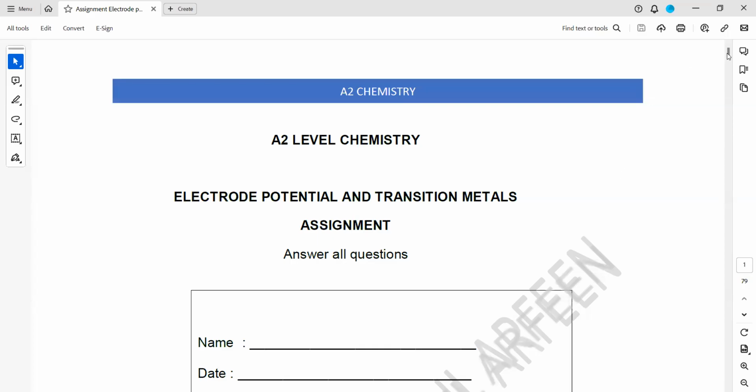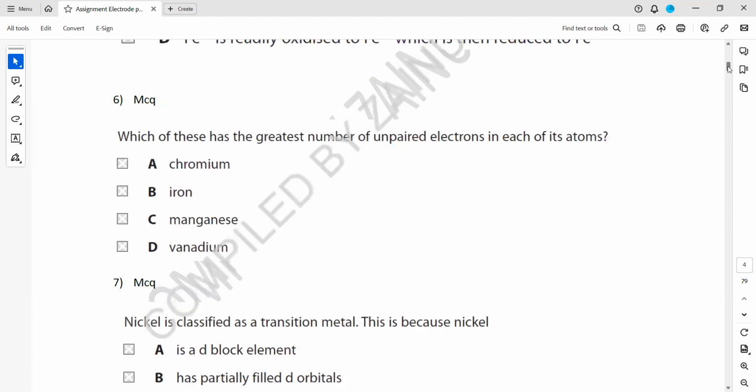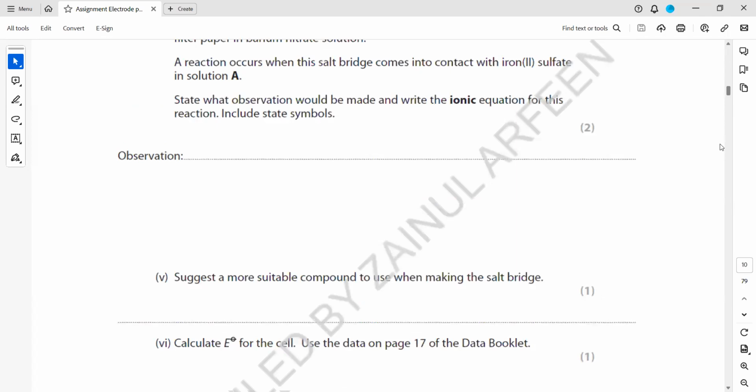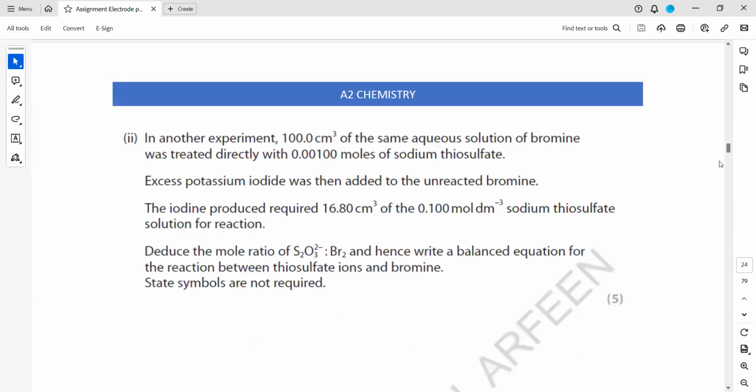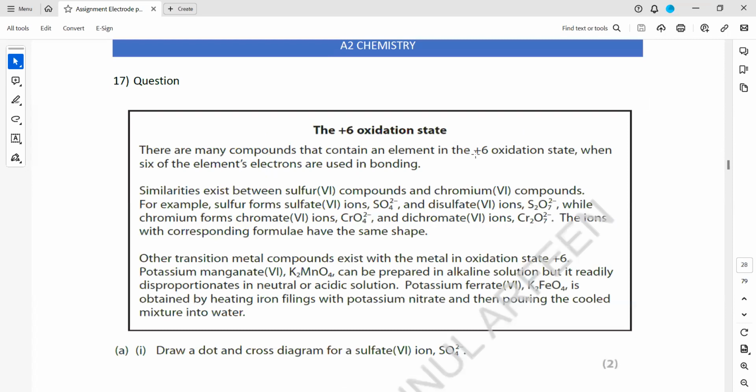So, exercise electrode potential and the transition metals. We did the first 16 questions, so we're doing question 17 now. Question 17: the +6 oxidation state. There are many compounds that contain an element in the +6 oxidation state.